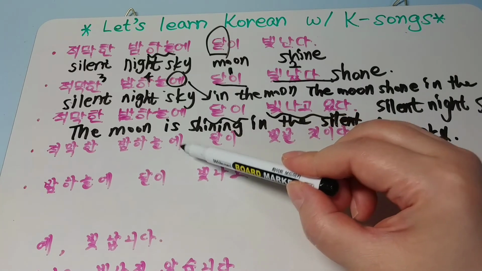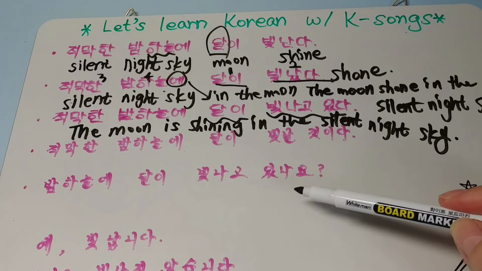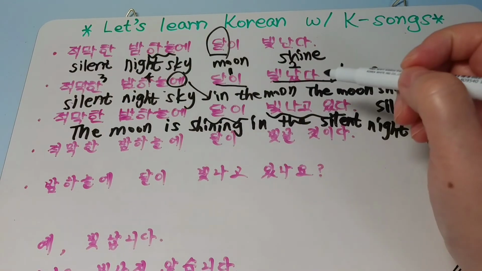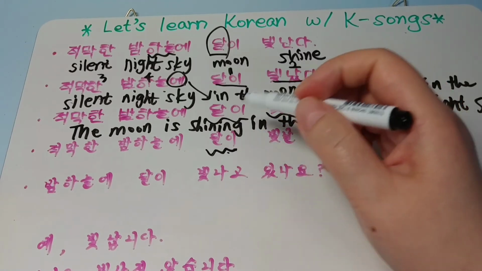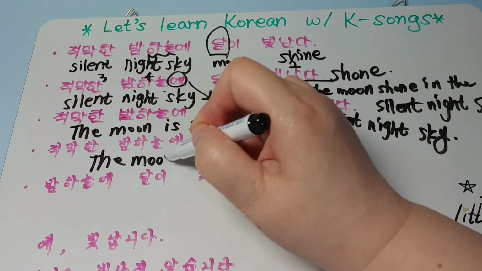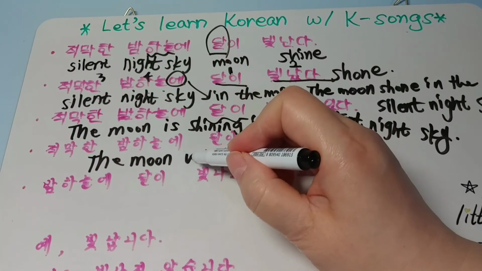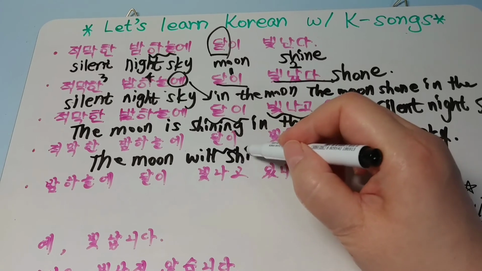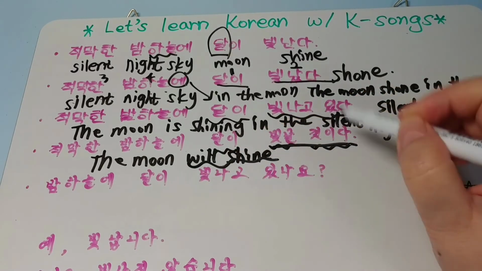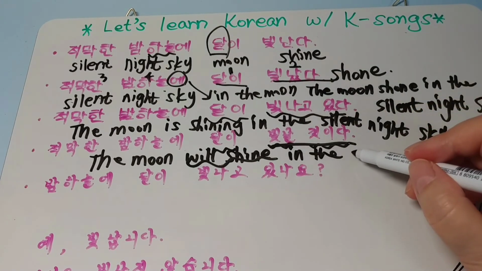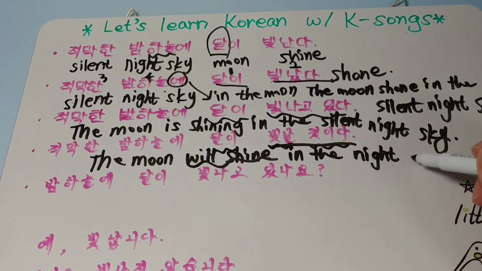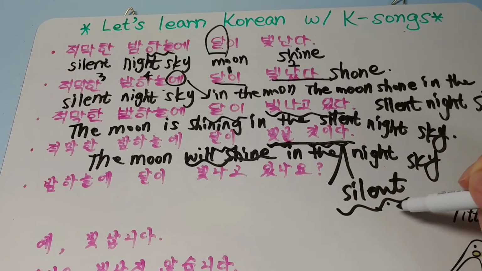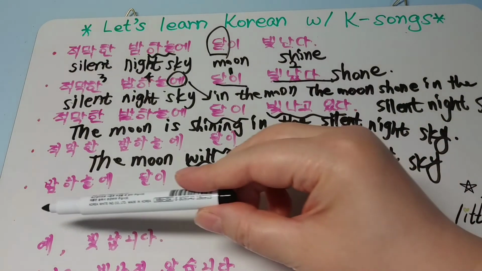Next one. 적막한 밤하늘에 달이 빛날 것이다. This is 미래형, future tense, future form. First, the subject is 달, the moon. 것이다, will. The moon will shine, 빛날 것이다. Where? In the night sky. In the silent night sky. Okay, the next one, the last one.